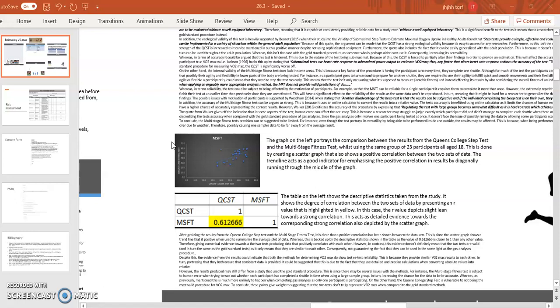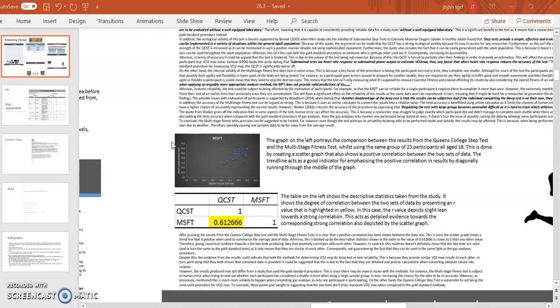However, in contrast, this evidence doesn't definitely mean that the two tests are valid, and in turn the same as the gold standard test, as it only means that they are similar to each other, consequently not guaranteeing the fact that they can be used in the same light as the gas analysis procedure. Despite this, the evidence from the results could indicate that both the methods for determining VO2 max could show test-retest reliability.